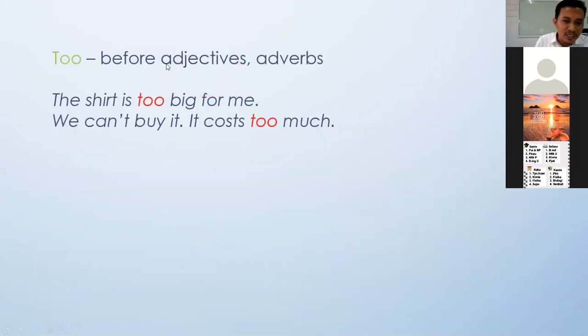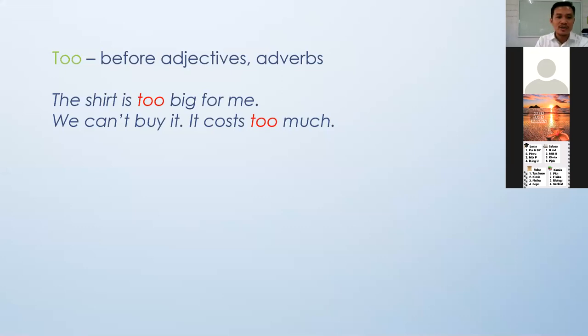So this is an example like we had before. The shirt is too big for me. We cannot buy it. It costs too much. Yeah. Big here is adjective. Much here is adverb. So just another example. Yeah. Too can be followed by adjective and also can be followed by adverb. Big is adjective. Much is adverb. Those are another example. Any problem? No? Okay. Very good then.